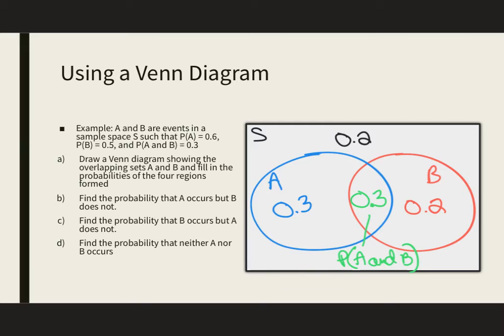Now we could answer the actual questions. Find the probability that A occurs, but B does not. 0.3. Then part C, find the probability that B occurs, but A does not. Well, that's 0.2. And then find the probability that neither A nor B occurs, and we actually did that with our visual, and that's 0.2 as well, which is 20%. And that is how you use a Venn diagram.